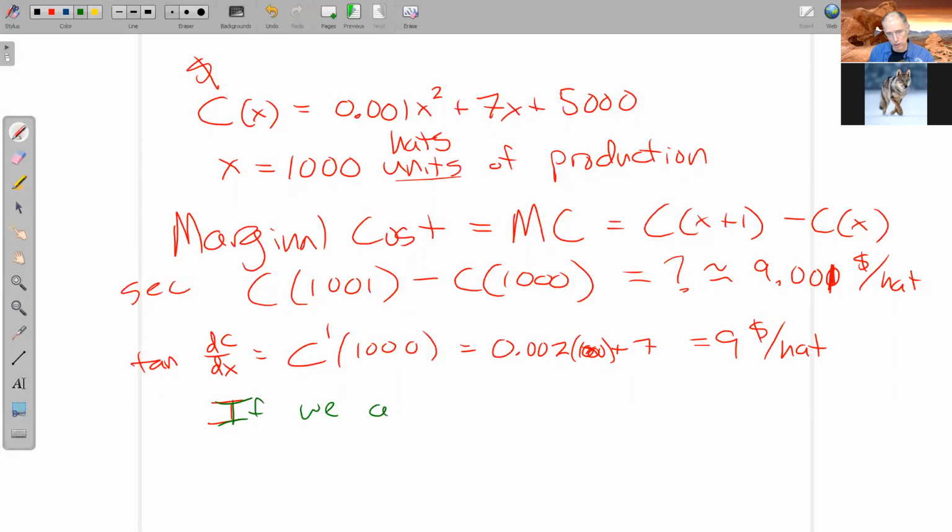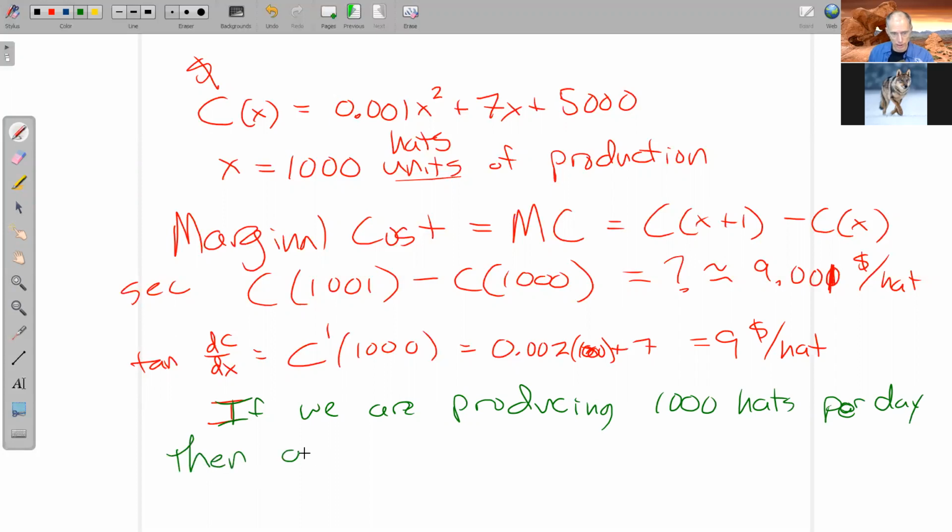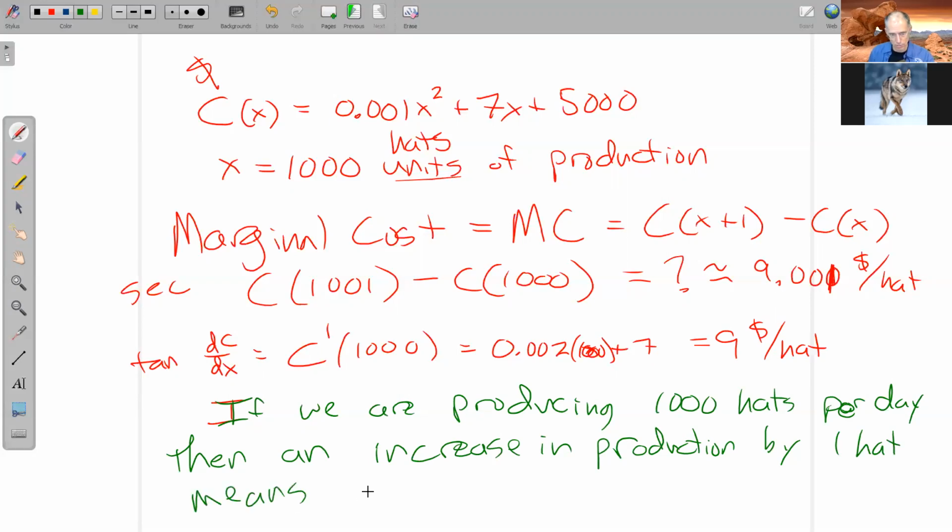So if we are producing 1,000 hats, maybe it's per day, then an increase in production by one hat means cost increases by $9 per hat, right? It's not an increase of just $9, it's $9 per hat.